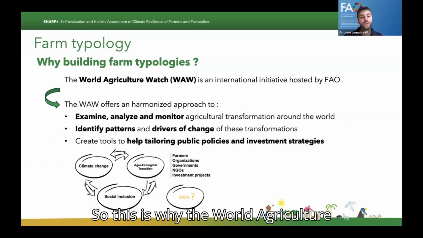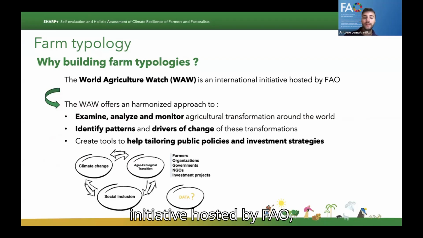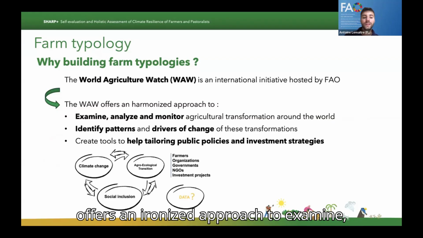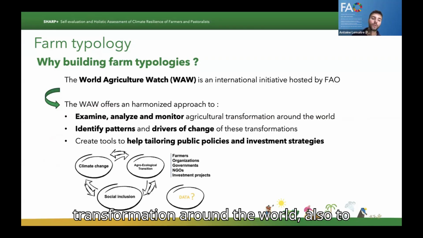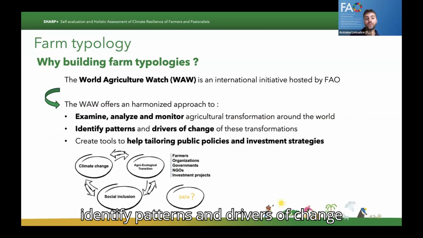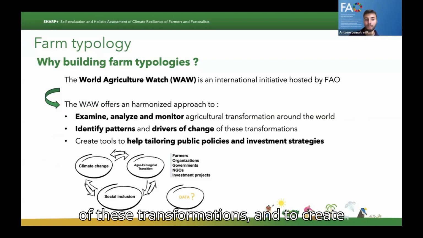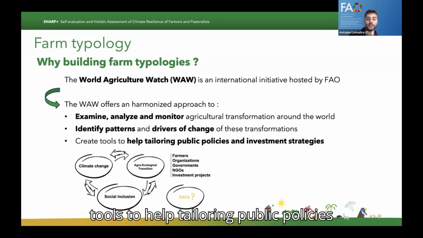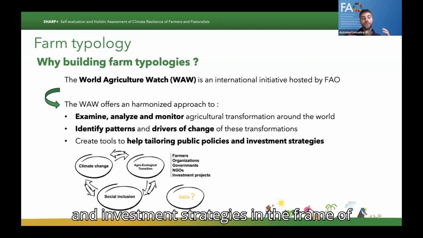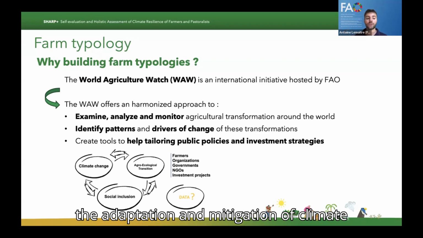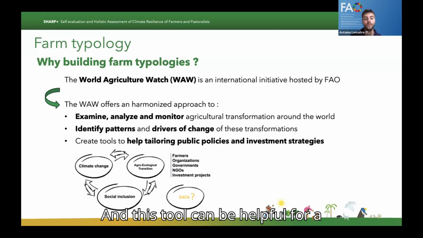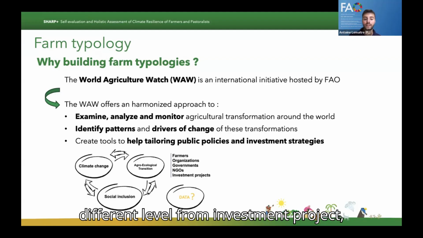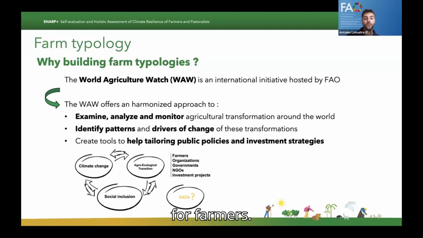So this is why the World Agriculture Watch, which is an international initiative hosted by FAO, offers a harmonized approach to examine, analyze, and monitor agricultural transformation around the world, also to identify patterns and drivers of change of these transformations, and to create tools to help tailoring public policies and investment strategies in the frame of the adaptation and mitigation of climate change, the agroecological transformation, and the social inclusion. And this tool can be helpful at different levels, from investment projects, NGOs, government organizations, and also for farmers.